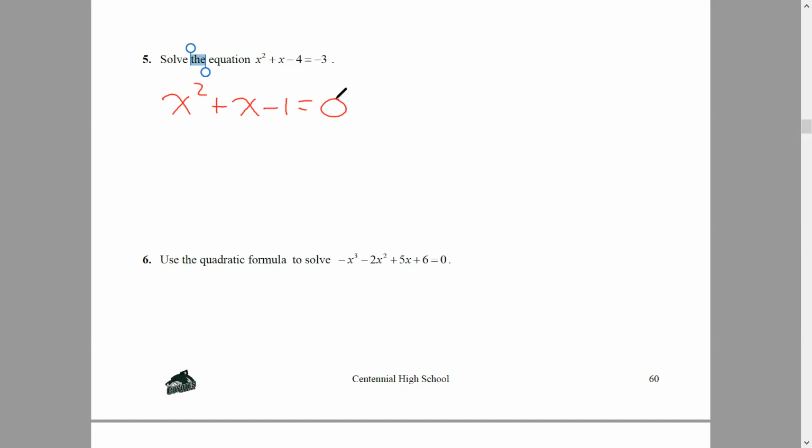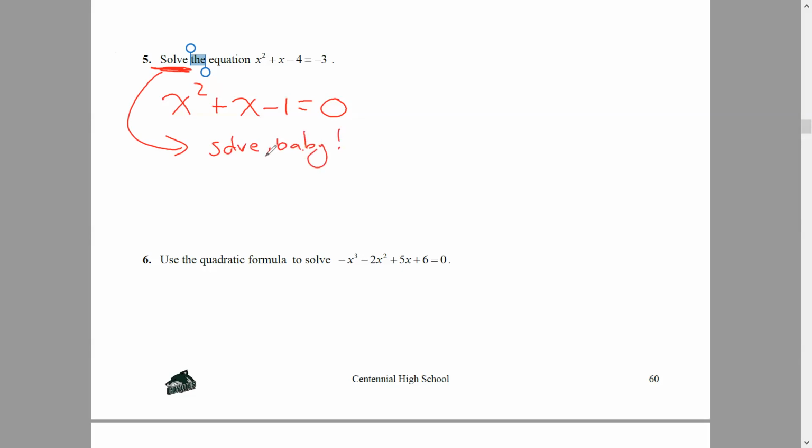But I'm going to go back to the question. Why would I do the quadratic formula when it didn't tell me to? It said solve. It didn't tell me what to do. So if it didn't tell me what to do, I can do this any way I want. It just says solve, baby.